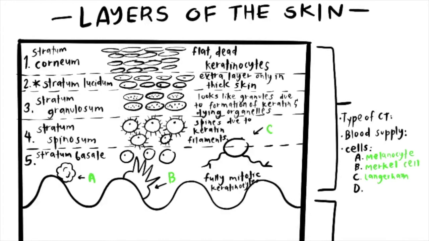The last cell type we have yet to talk about is Langerhans cells. These are macrophages with long arms that meander around the spinosum and basale layer to protect us from pathogens and engulf them.